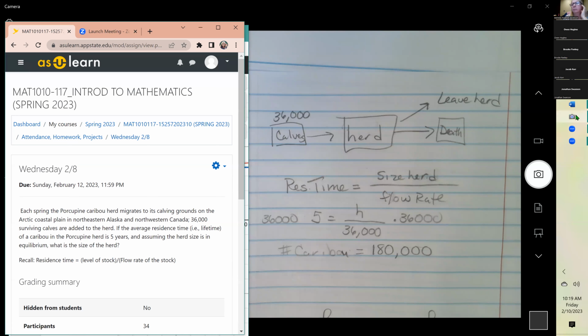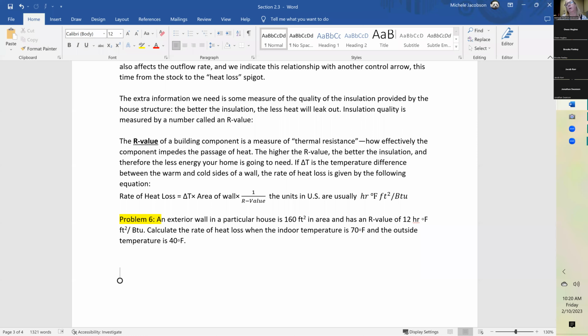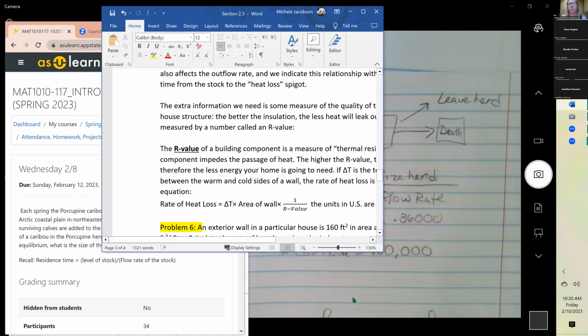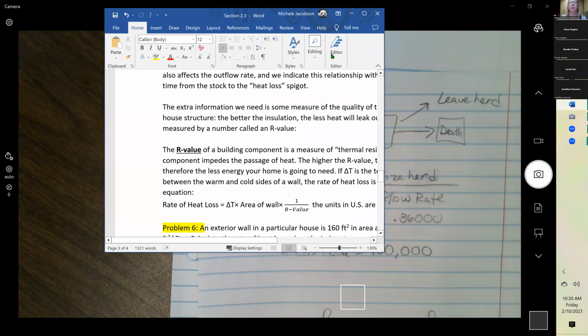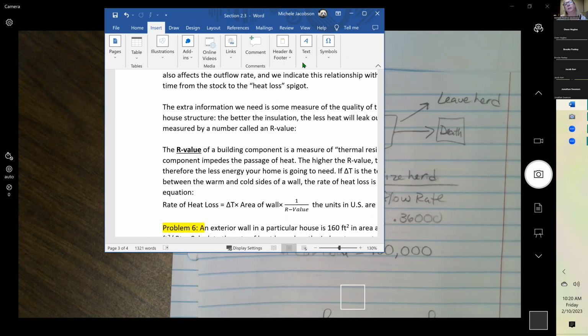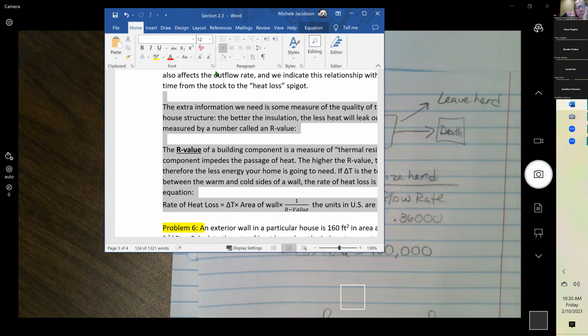Okay. We were almost done. Whoops. With 2.3. This stuff is not cooperating. Come on. It's like right in the way, so I can't drag it.